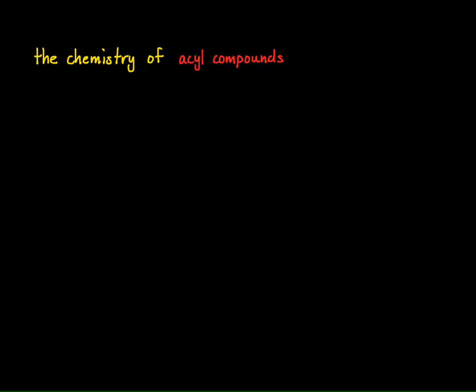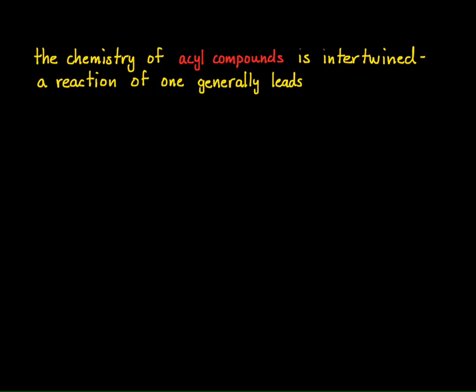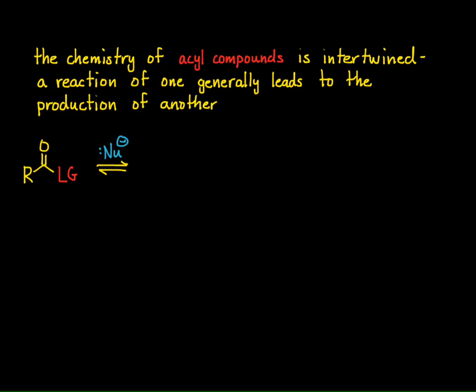Now, the chemistry of acyl compounds, we say, is intertwined. And the reason for this is because a reaction of one type of acyl compound generally leads to the production of another. We can think about a generic reaction scheme where we have our acyl compound that reacts with a nucleophile. And what happens, typically speaking, is the nucleophile attacks the carbonyl carbon, which we have seen already is an electrophile, and undergoes an addition reaction.